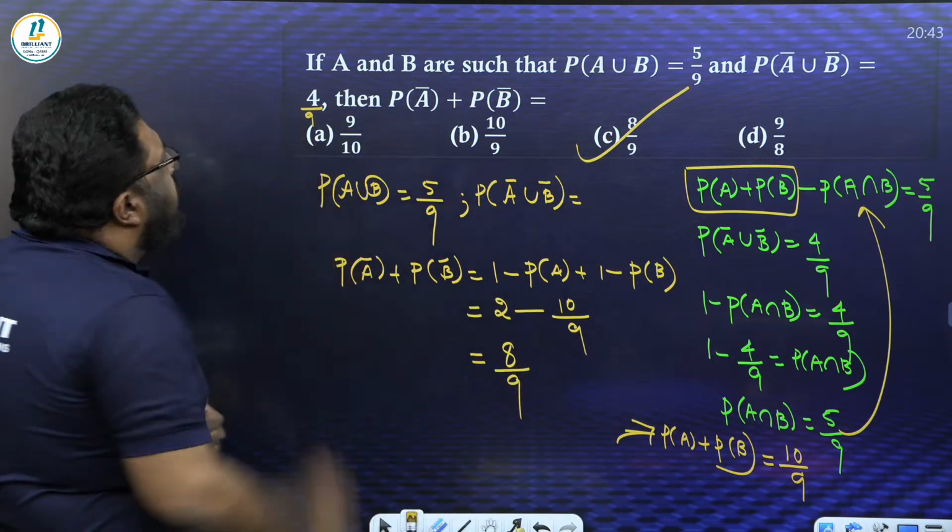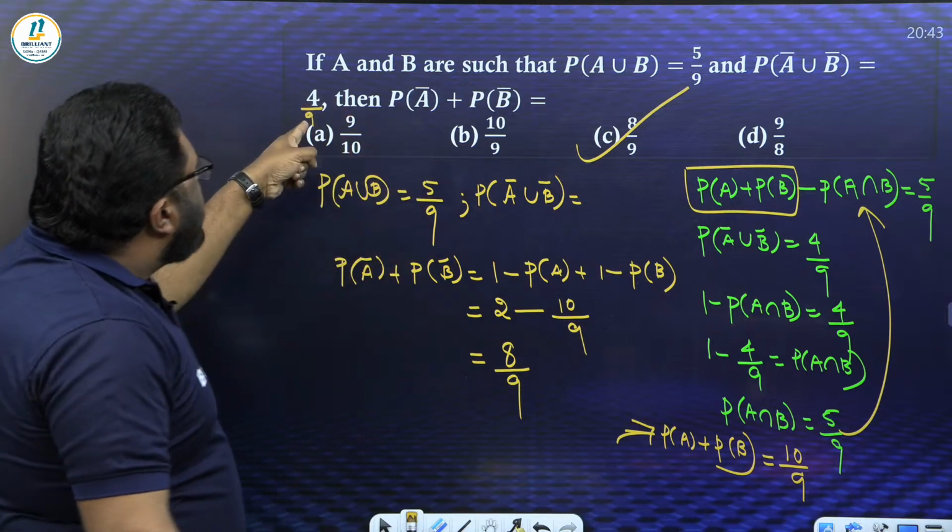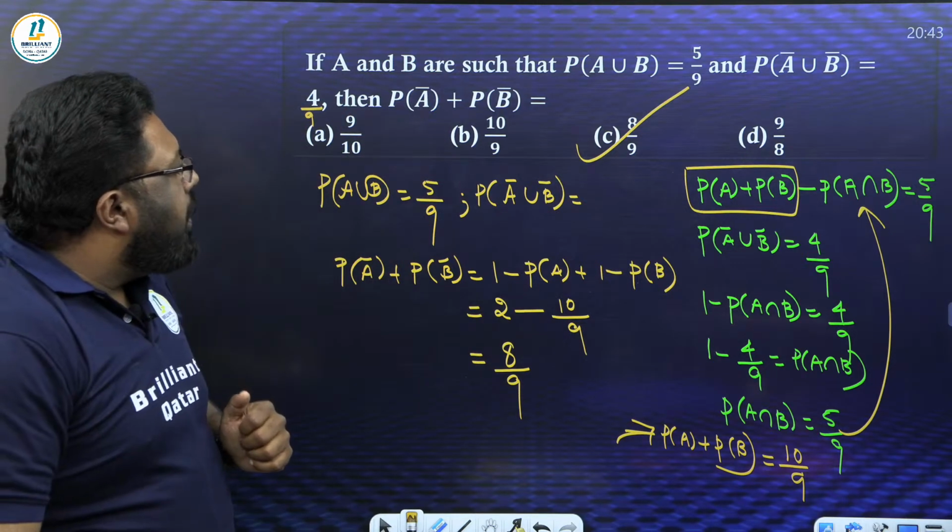So this is 4 by 9, my dears. That is 4 by 9. So please rewrite the question. It is 4 by 9 for P of A complement union B complement.